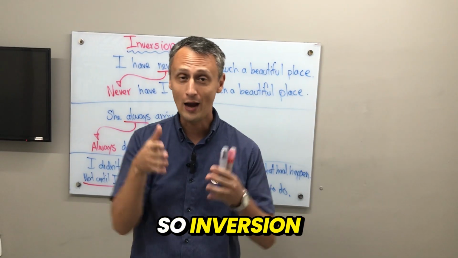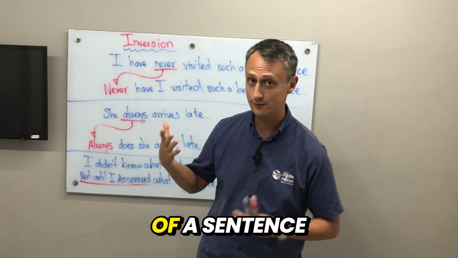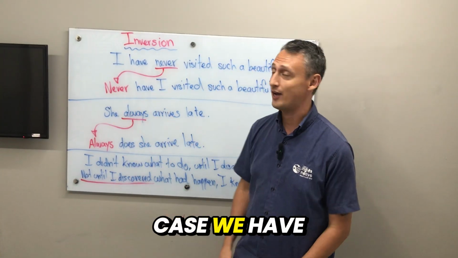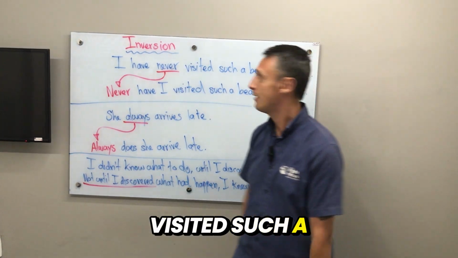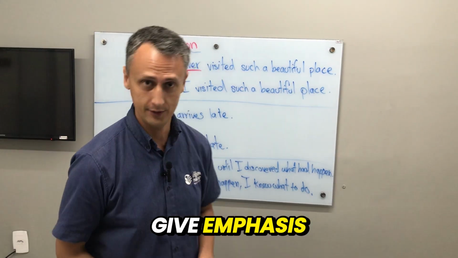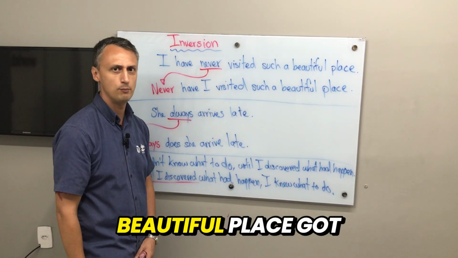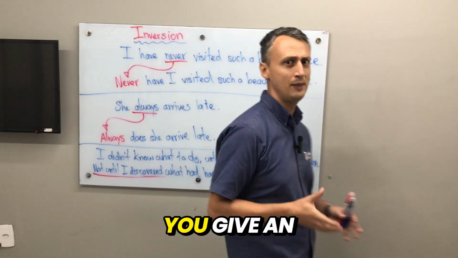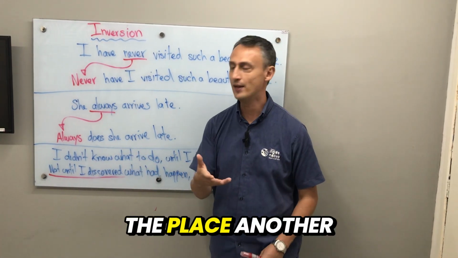So, inversion happens when we want to give emphasis or a dramatic purpose to a sentence. In this case, we have present perfect. I have never visited such a beautiful place. We invert to give emphasis. So we say, never have I visited such a beautiful place. Got it? You're giving emphasis to the experience, the place.